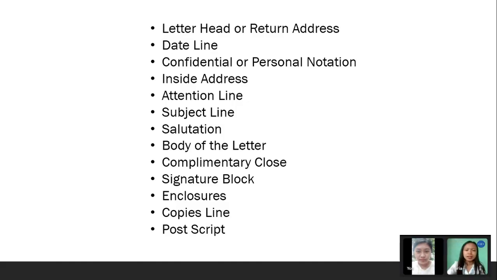The parts are letterhead or return address, date line, confidential or personal notation, inside address, attention line, subject line, salutation, body of the letter, complimentary close, signature block, enclosures, copies line, and postscript.